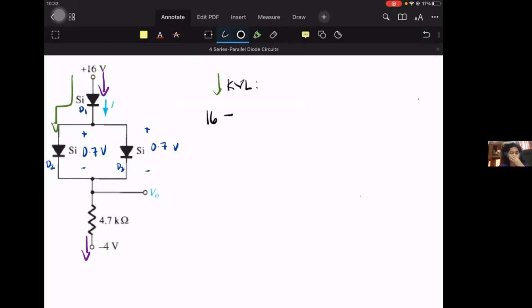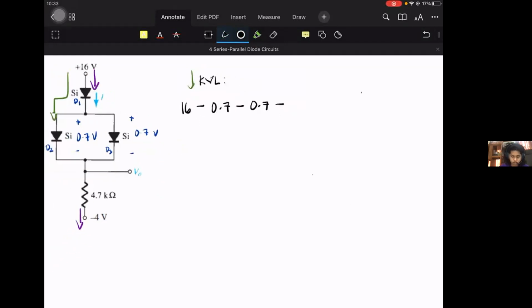Negative 16 minus 0.7 from D1 minus 0.7 from D2 minus, hindi lang ta mag-minus VO dito, but minus I times 4.7K plus or minus 4 this time. Plus na. Very good. So plus 4 equal to 0. So plus kay kung ato ning connected diri og source, yan na musulod sa negative mo gawas man siya sa positive, no? So plus 4.